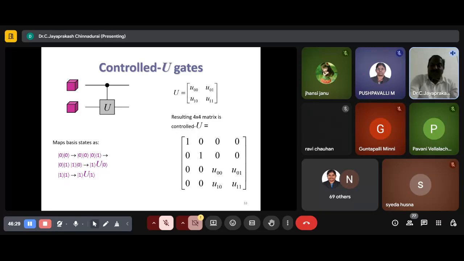So I already told you about that. What is the controlled U gate? It can be represented with two inputs: one is the control input, another is the target output. So if the control input is 1, it flips the value of the target output.